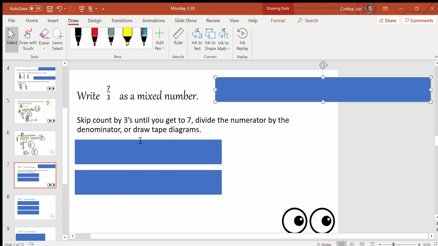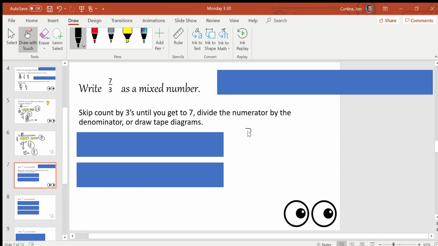I'm going to choose to skip count because I think that's the easiest way. The tape diagrams are useful for a visual, but they take a little bit longer time to draw. So I'm just going to skip count by 3s until you get to 7. I could also divide the numerator by the denominator or draw a tape diagram. So I'm choosing to skip count until I get to 7.